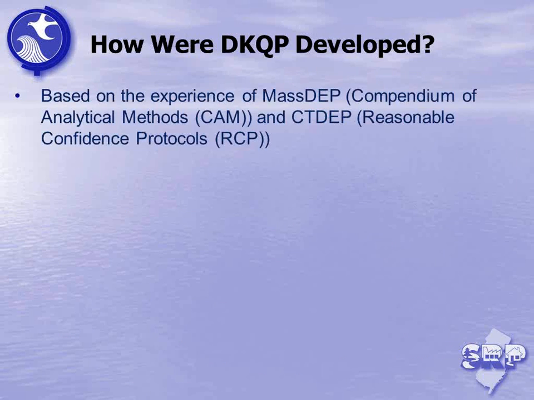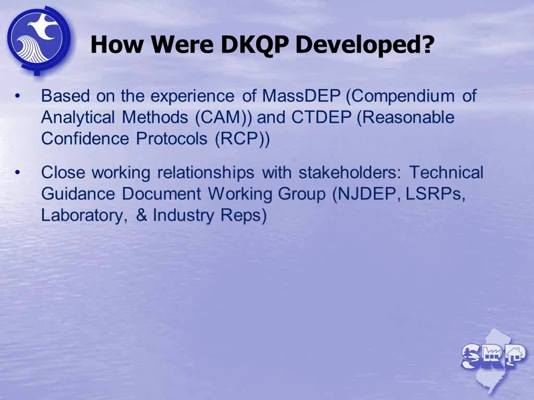So the data of known quality protocols were developed by taking the experience of Massachusetts. I was on the committee back about 18 years ago of developing the Compendium of Analytical Methods, and I had the honor, quote, honor, to be in the revisions that happened about 2 or 3 years ago. And what happened was that Connecticut took the compendium and rewrote it for their needs and called it the reasonable confidence protocols, because no 2 states or 3 states can call them by the same names. But they are a little bit easier, and we in fact were able to get the RCP from some friends in Connecticut, and we used that as a starting point for our development of the data of known quality protocols here in New Jersey.